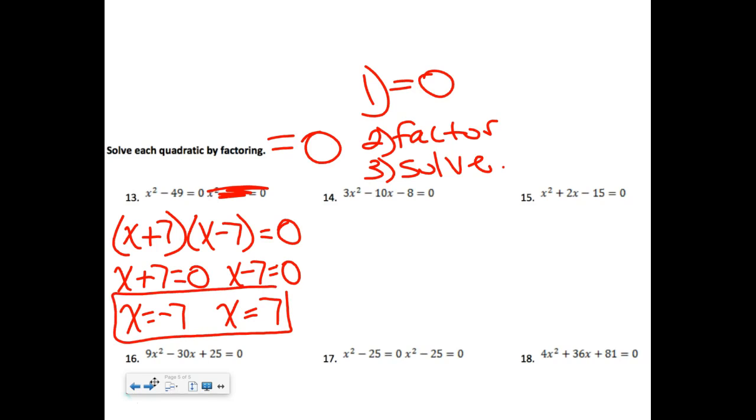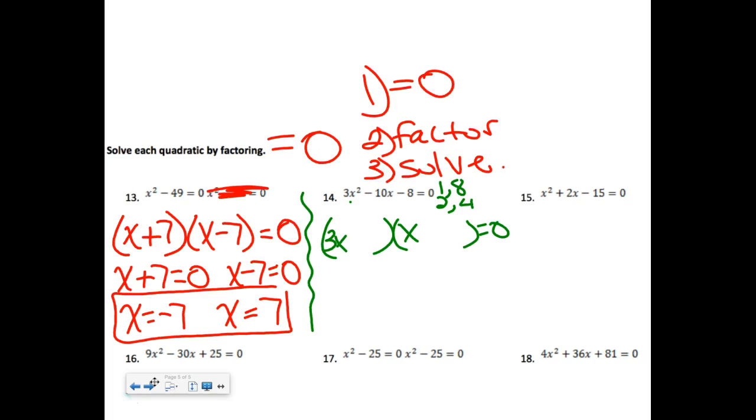All right, number 14, again, I see it already equals 0. I have this 3 out in front, though, so it's going to make it a little bit trickier. But I need to remember that the only way to get to 3x squared is 3, so I'm going to have 3x and x. And then for 8, I have a couple ways to get to 8. I have 1 and 8, and I have 2 and 4.